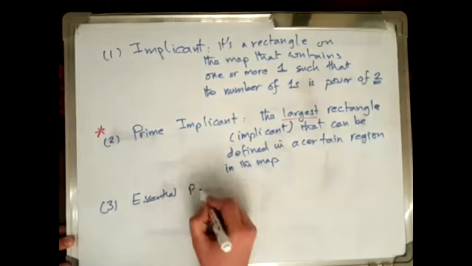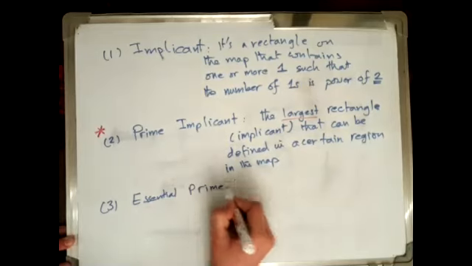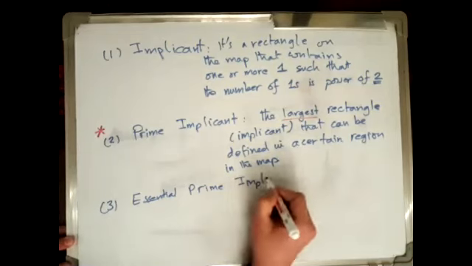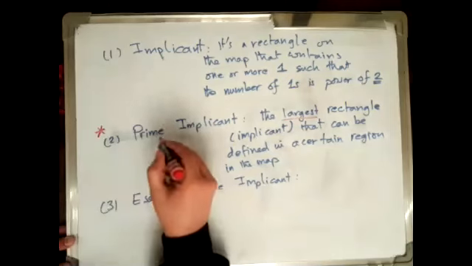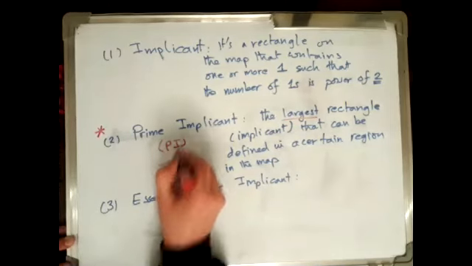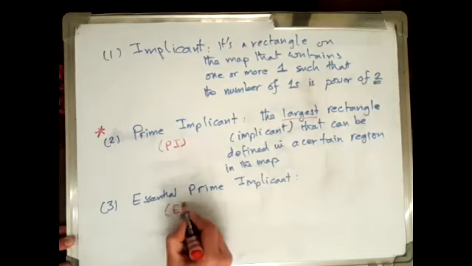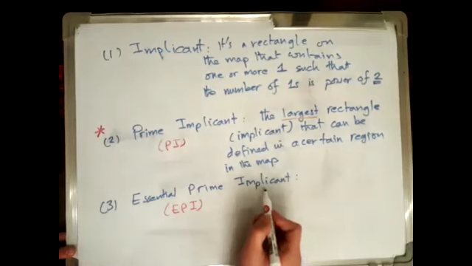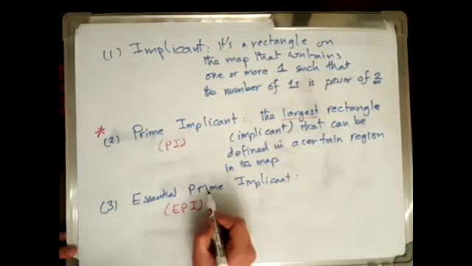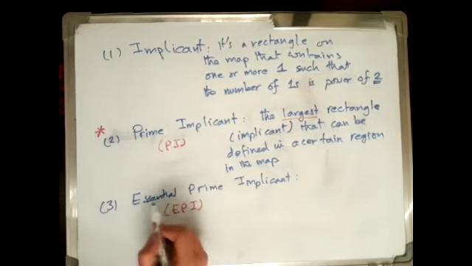By the way, a prime implicant is usually written for short as PI, and an essential prime implicant as EPI. So basically it is an implicant, and it is prime, which means it is the largest implicant that we can define at any region in the map. However, it has an additional property, which is being essential.